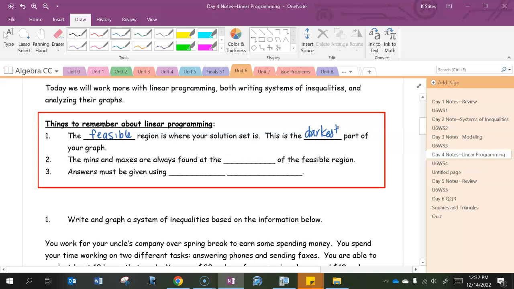Our mins and maxes are always found at the vertices, which is another word for corners of that feasible region. And we should give our answers using complete sentences. Now, your teacher might not care so much about that last one, so you should confirm with them.